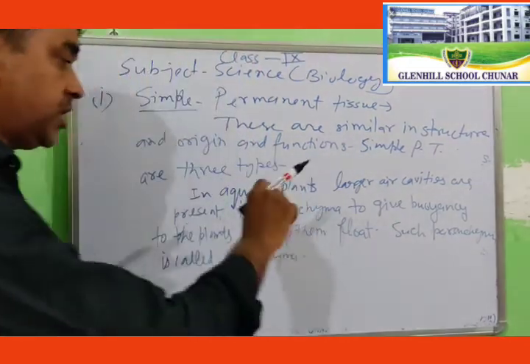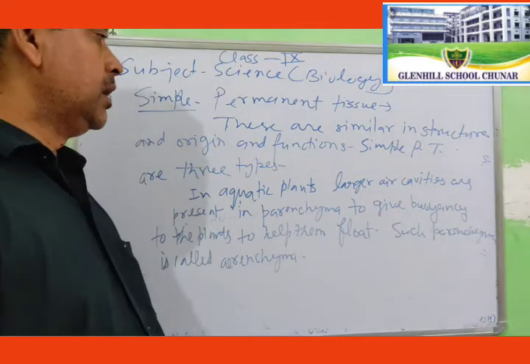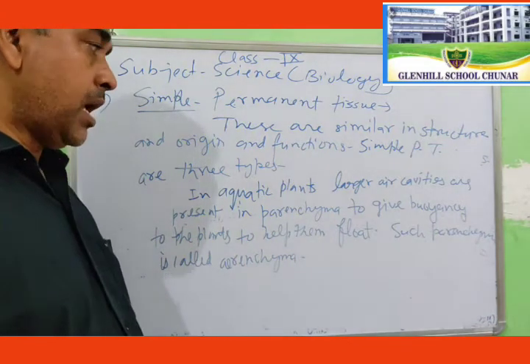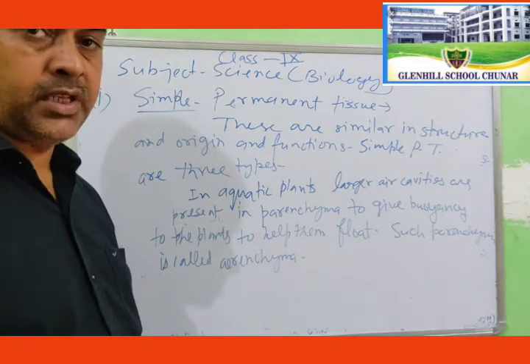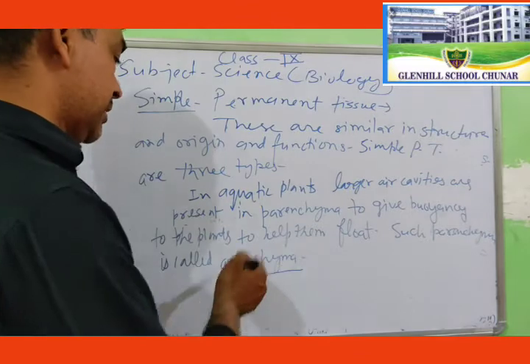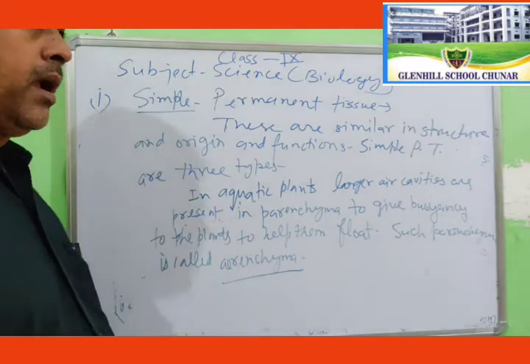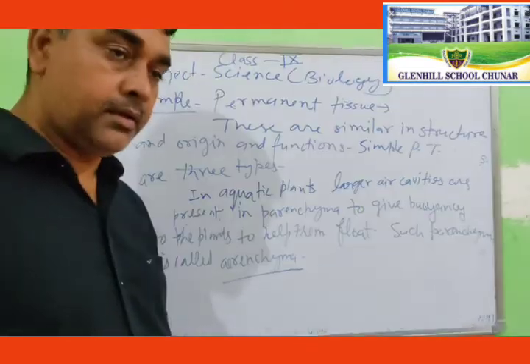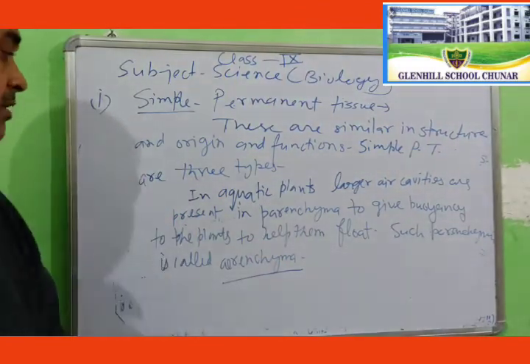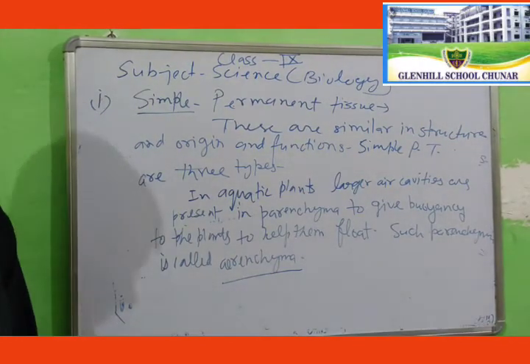Okay, so this is about the parenchyma. In aquatic plant, the larger air sacs or spaces are found in parenchyma to give buoyancy to the plants by which they float on the water. This type of parenchyma is called aerenchyma, means air space. And second, the collenchyma gives the flexibility to the plant. Main point, provide flexibility to the plant. Write down some clues about the collenchyma.